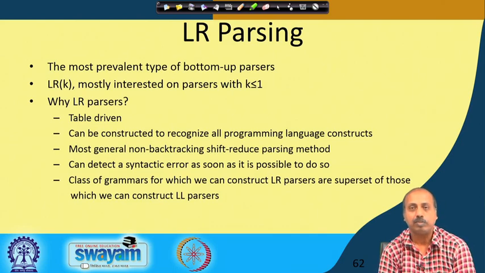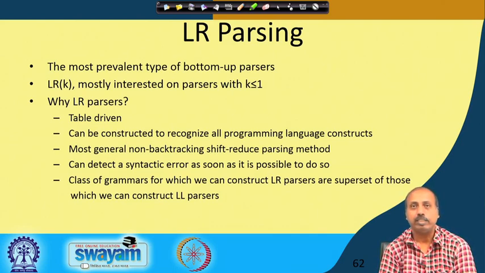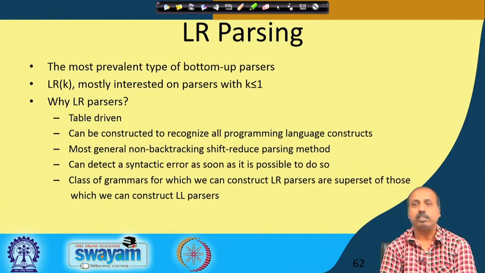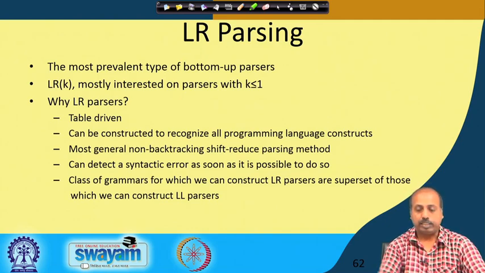This is the most important observation, that the class of grammars for which we can construct LR parsers are the superset of those for which we can construct LL parsers. So, if for a language you can construct an LL parser, you can also construct an LR parser for that, but the reverse may not be true. You may not be able to formulate an LL parser for a language that can support you getting an LR parser.